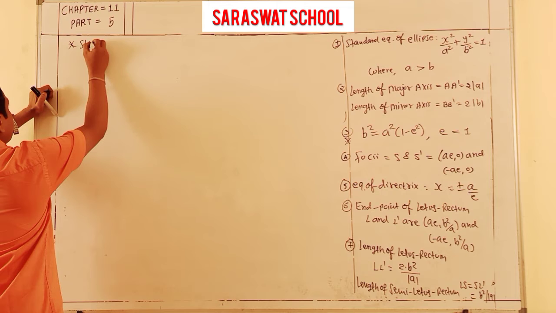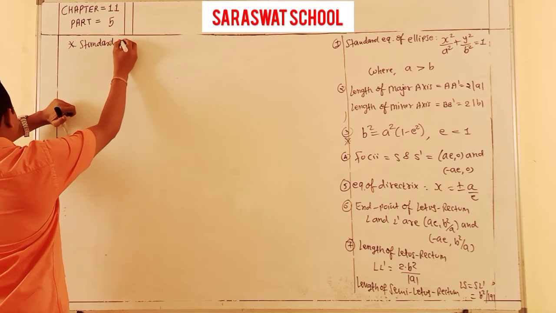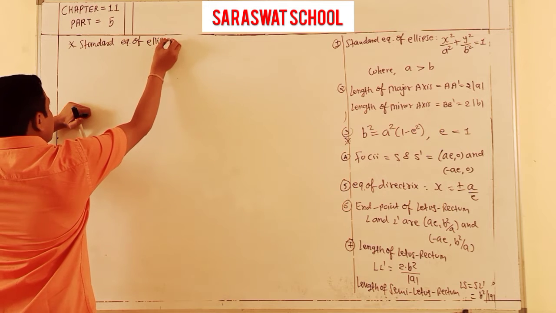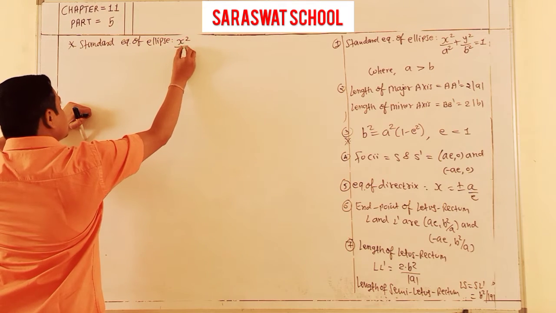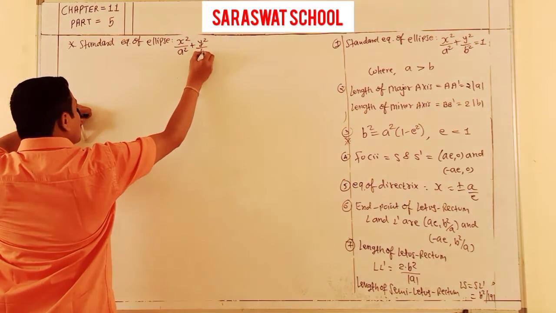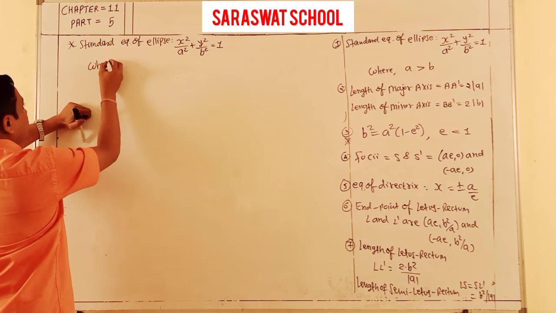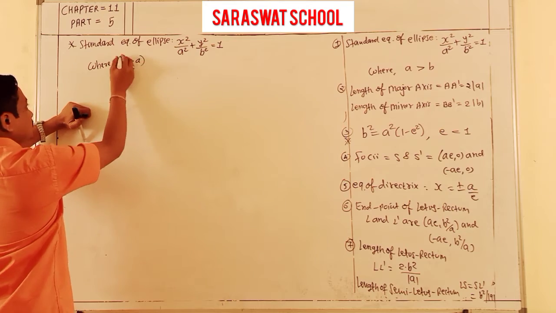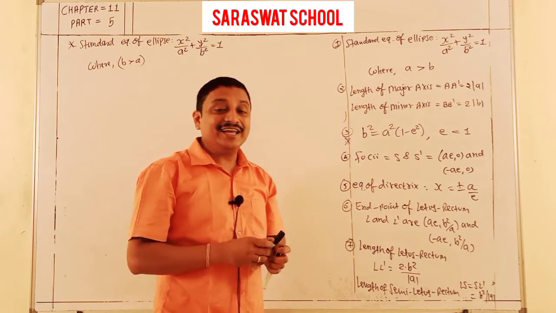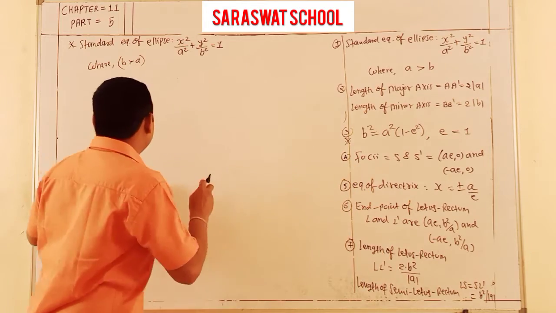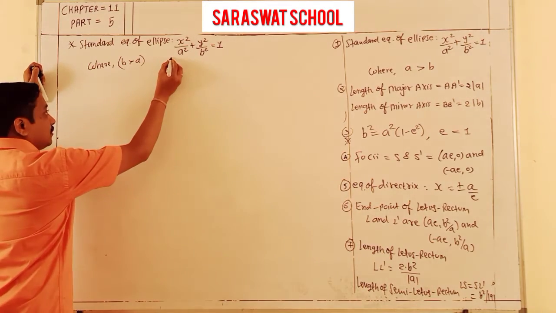Standard equation of ellipse, x square by a square plus y square by b square is equal to 1, where now B is more than A. It means the higher major axis is the Y axis, and the drawing is in this way.